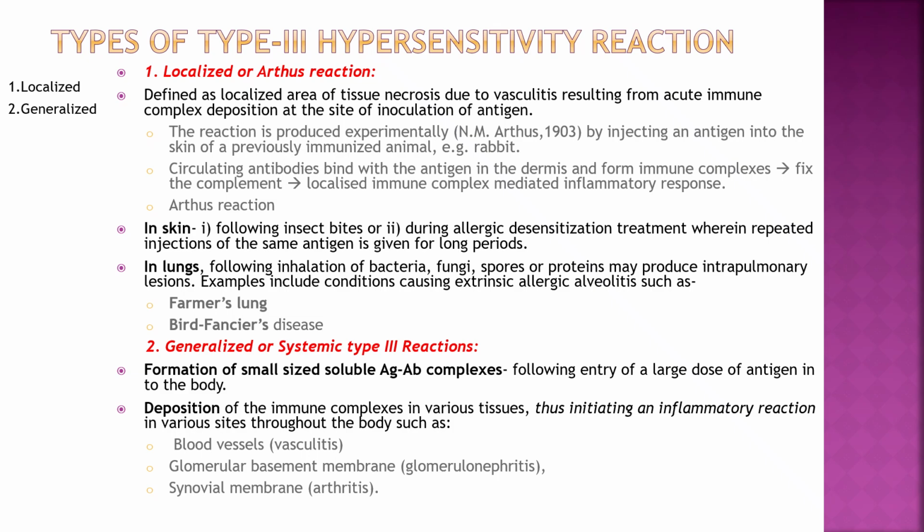Generalized or systemic type 3 reaction: formation of small, soluble antigen-antibody complexes following entry of a large dose of antigen into the body. Deposition of immune complexes in various tissues initiates an inflammatory reaction at various sites throughout the body: in blood vessels it causes vasculitis, in the glomerular basement membrane it causes glomerulonephritis, and in the synovial membrane it causes arthritis.